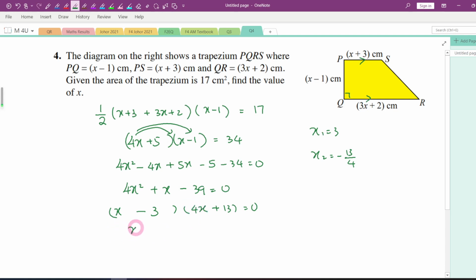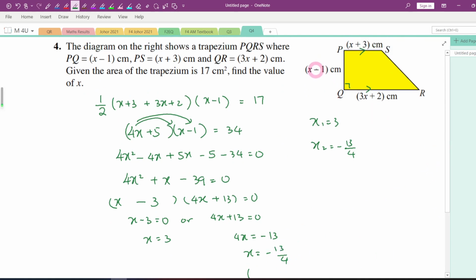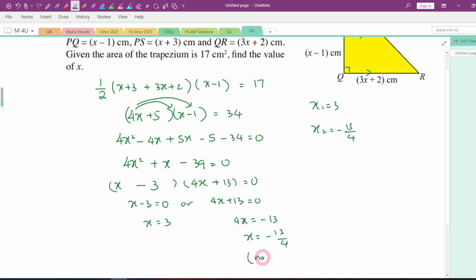Okay, now x minus 3 is equal to 0, or 4x plus 13 is equal to 0. So at the end, we should be able to get back this answer. So x is equal to 3, correct? Okay, so 4x is equal to minus 13. x is equal to negative 13 over 4. Okay, but this is not accepted. Why? Because if you plug in this negative 13 over 4 inside here to calculate, you actually get a negative number, right? So this is the height, it cannot be a negative number. So this one is not accepted.